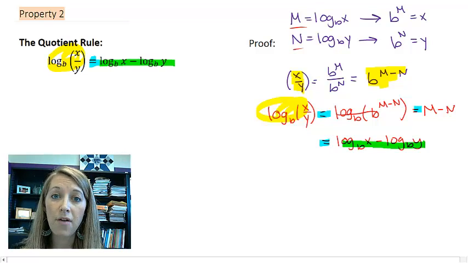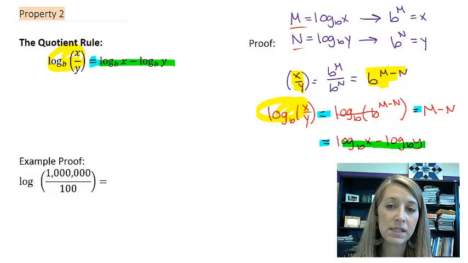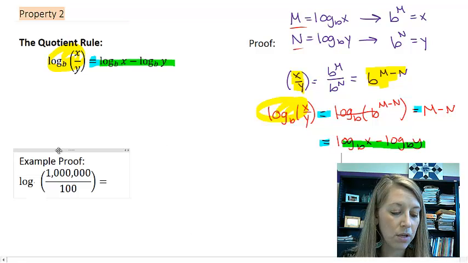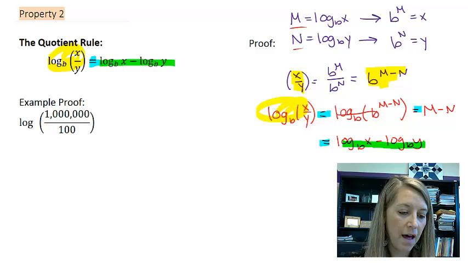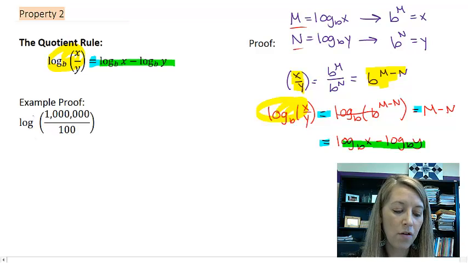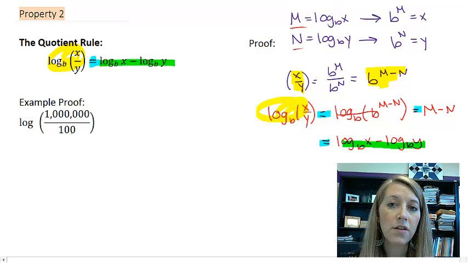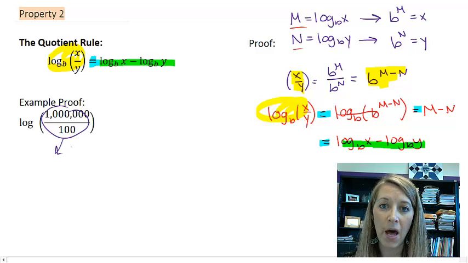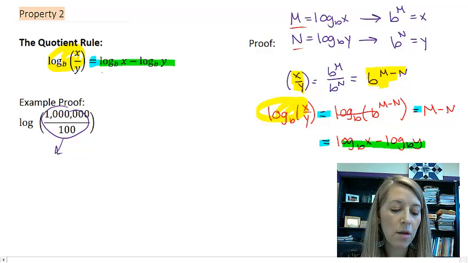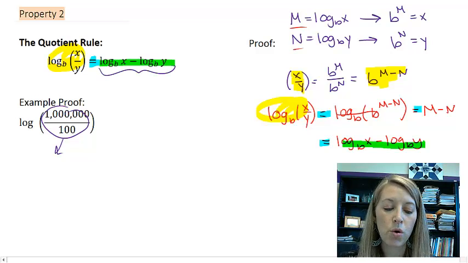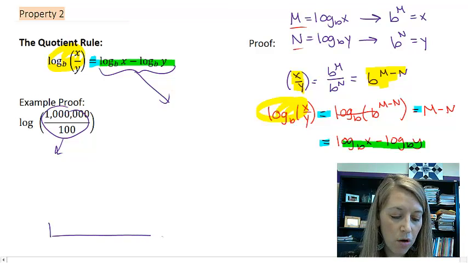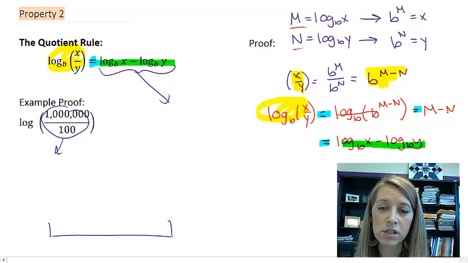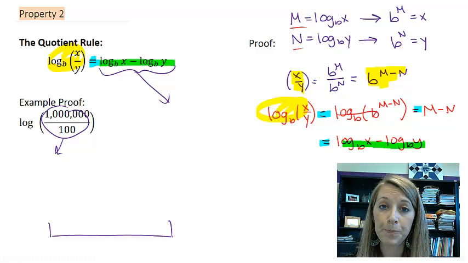Okay, so that's the official proof, but let's go ahead and see it in this example down here. I have a log of 1 million divided by 100. The first direction that I'm going to take is I'm going to simplify the inside and then work it that way. The second direction that I'm going to take is I'm going to utilize this quotient rule, and I'm going to work it a different direction. Then I'm going to show that the answers to both directions give me the same value, which confirms that this property works.